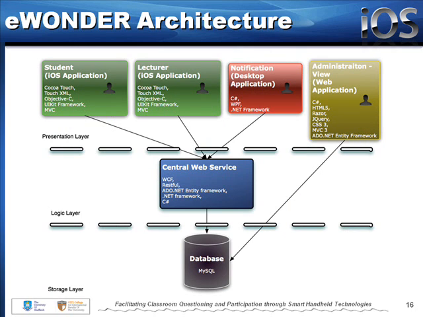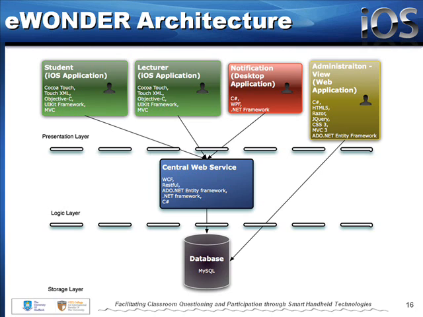The architecture of eWONDER is based on the client-server model, and a network connection is required for the operation of the system. This, however, does not impose any difficulties, since current handheld devices are equipped with adapters for easy access to wireless networks, which are freely offered by academic institutions. The figure in this slide depicts the high-level architecture.